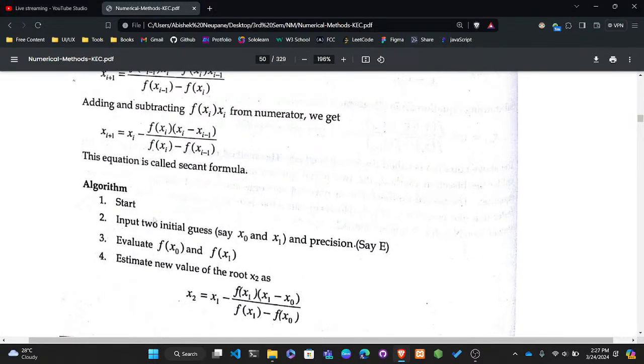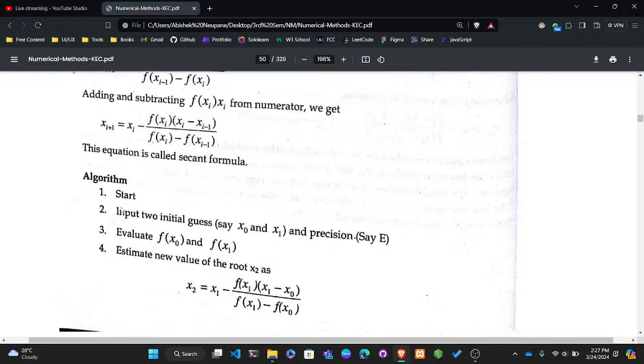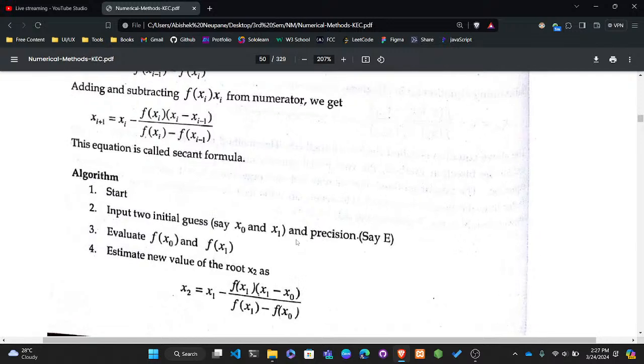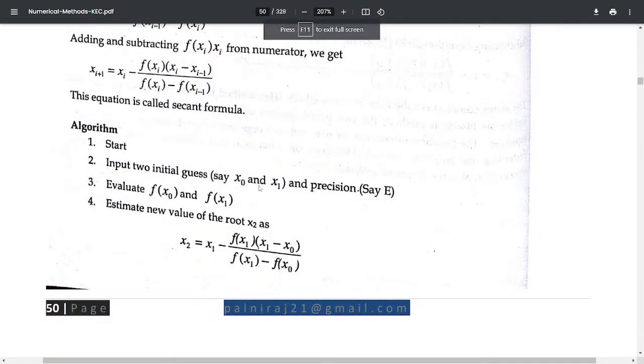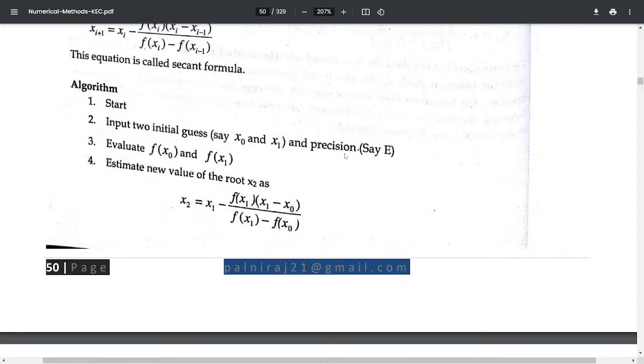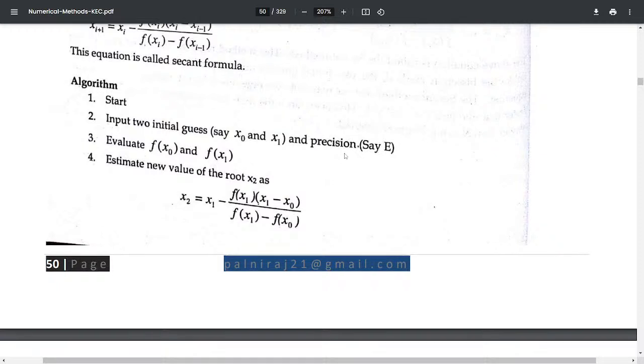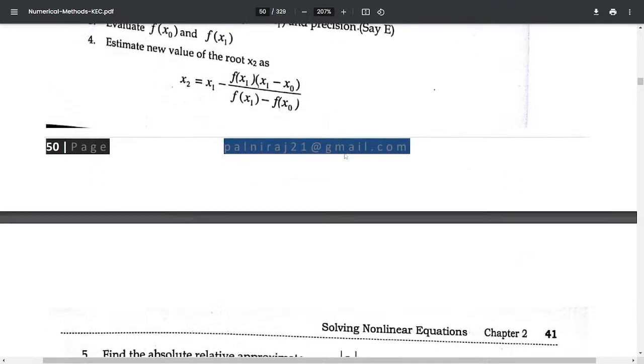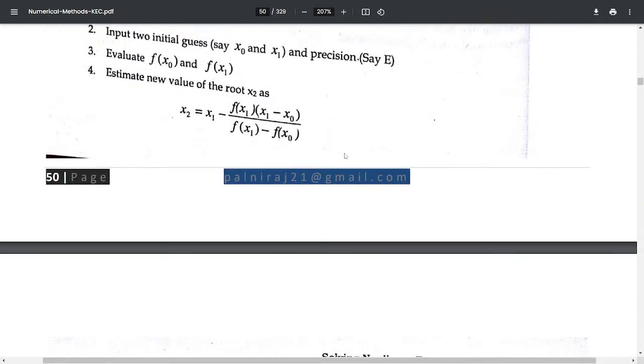The process is not too long or short, so I'm just going to start the algorithm. First, we should guess two initial guesses. In the Newton-Raphson method we guess just one, and in this case we should guess two so that it would be easy to solve. And we require an error, so that the calculated error should be smaller than the given precision error.